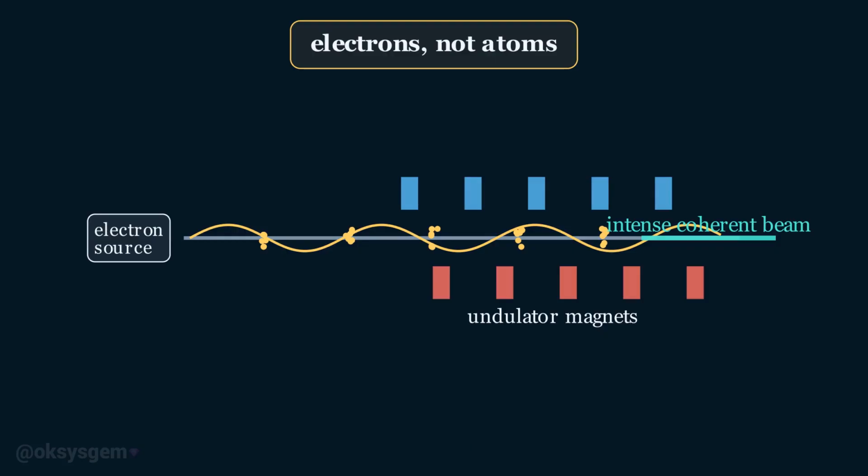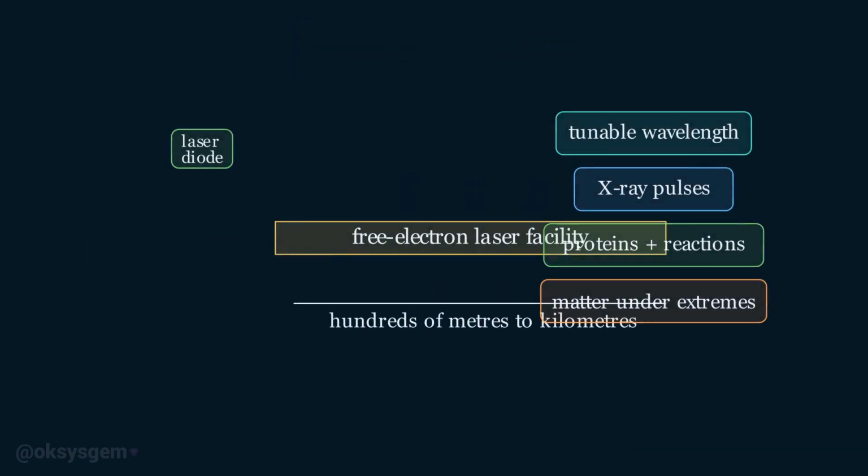The major advantage is tunability. Because the wavelength depends partly on the energy of the electrons and the properties of the undulator, free electron lasers can operate across wavelength ranges that are difficult for ordinary lasers to reach. Some facilities produce extremely short wavelength X-ray pulses. These X-ray free electron lasers are enormous scientific machines rather than small electronic components. Their pulses can be intense enough to investigate structures at atomic scales, and fast enough to observe processes occurring over incredibly short periods of time.